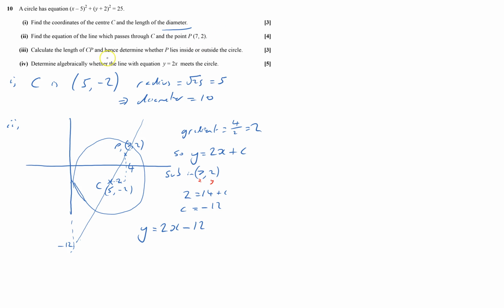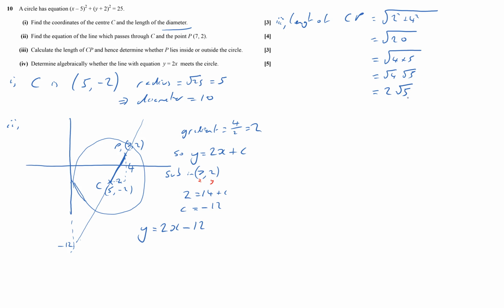So I've done part 2. Calculate the length of CP. This is part 3. Well, I can see it from here. It's that length there. It equals the square root of, well, I've got 2 and 4, so the square root of 2 squared plus 4 squared, which equals the square root of 4 plus 16. That's 20. They might want me to give it exactly, so 4 goes into that. So 4 times 5, which is the square root of 4 times the square root of 5, which equals 2 root 5.